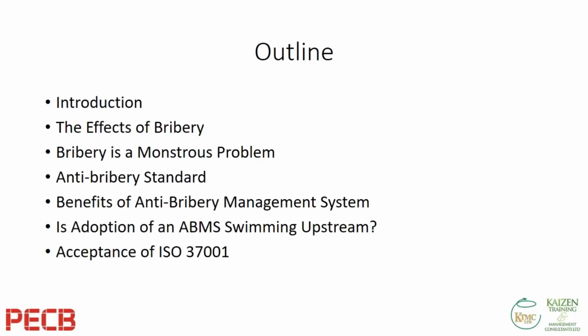Let me give an outline of the presentation. We will go through the introduction and the effects of bribery. Bribery is a monstrous problem, and we look at that. Then we look at the anti-bribery standard, the recently published ISO 37001:2016 standard. We'll look at the benefits of an anti-bribery management system, and we'll also consider whether or not adoption of an anti-bribery management system is an upstream task. Finally, we'll look at the acceptance of this particular standard. The effects of bribery. Let's start there.